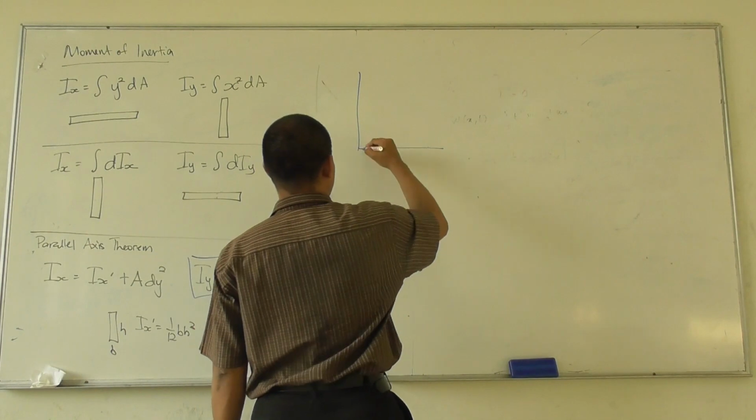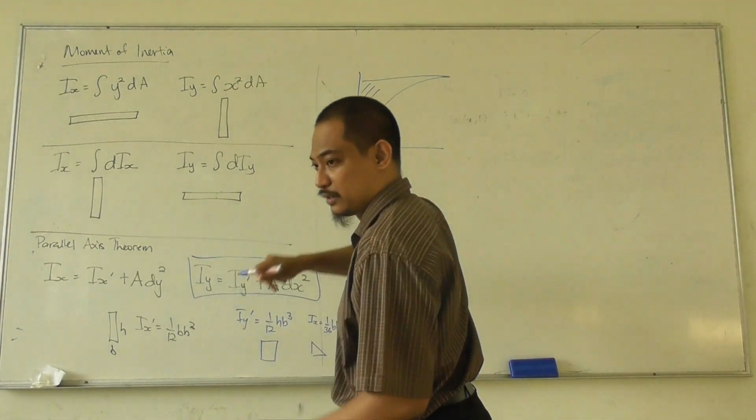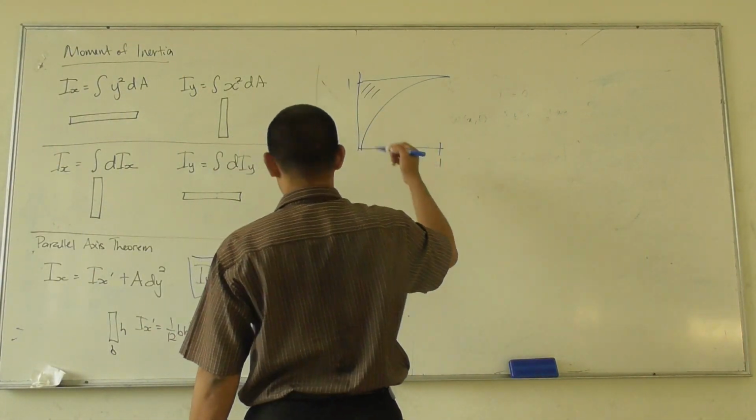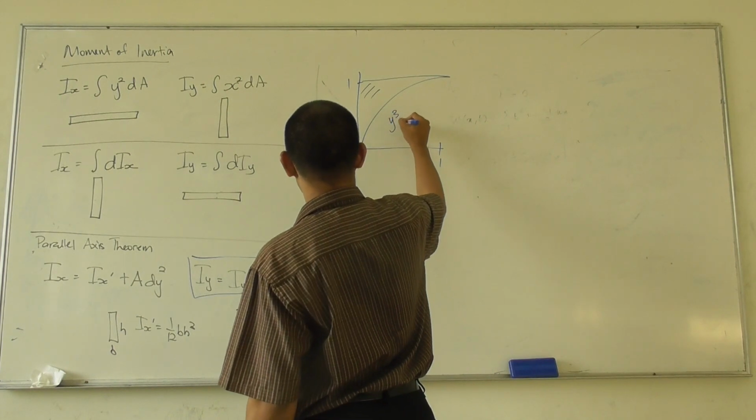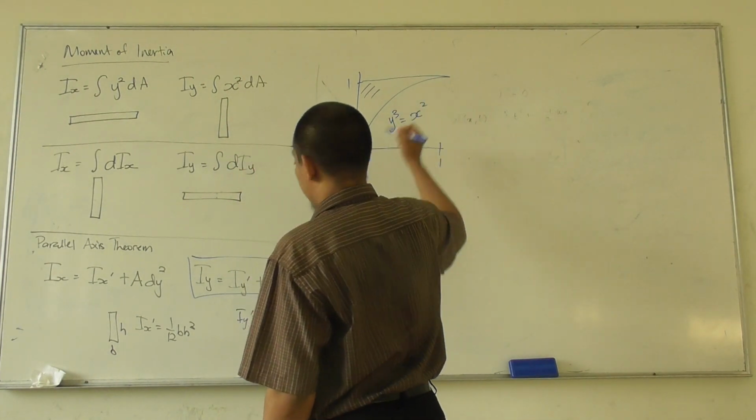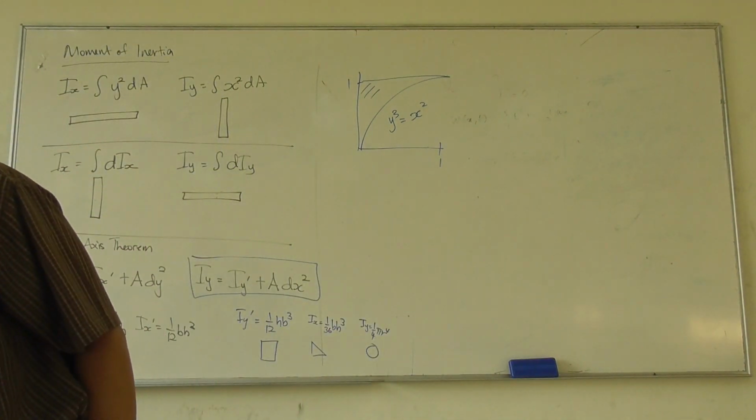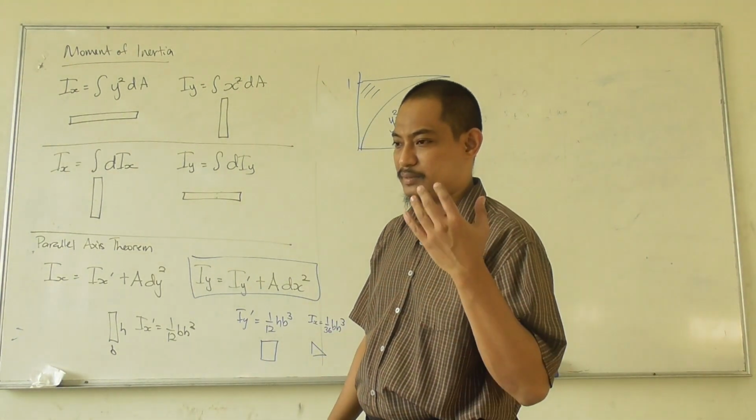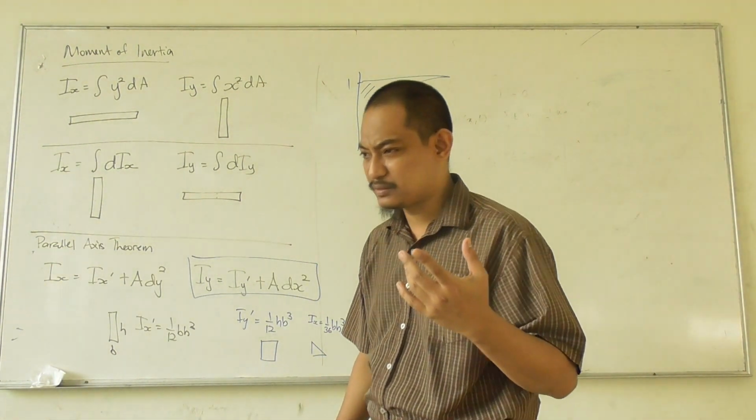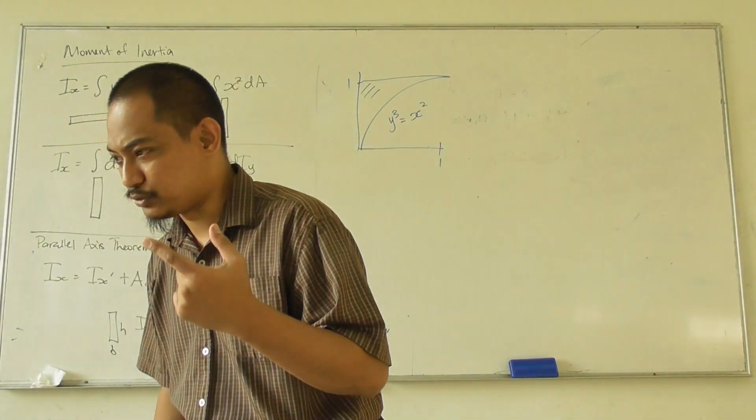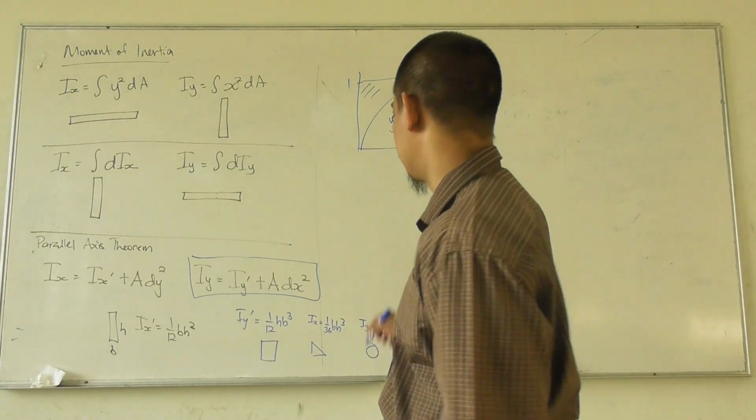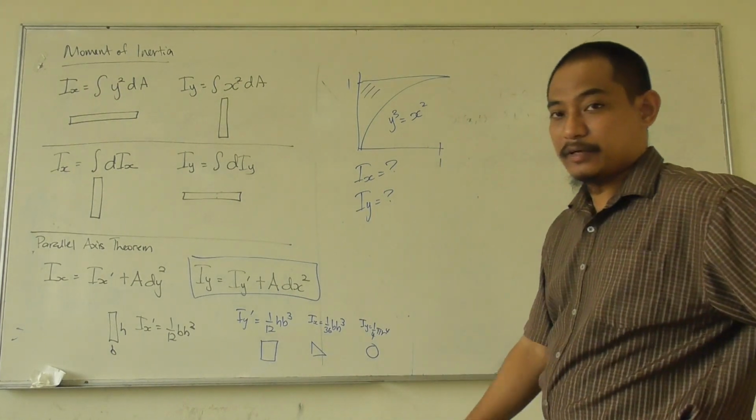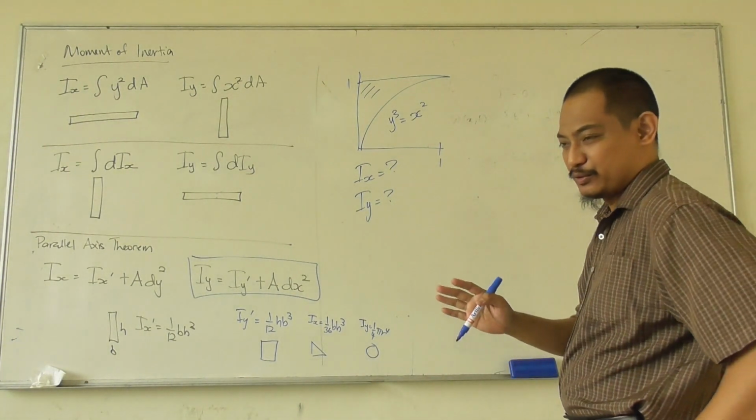So we have a shape like this, this is the area, and then we have 1 meter here, 1 meter here, so this is quite easy. This is y cubed equals x squared. And the question asks to calculate Ix and also Iy. So in this semester, the question asks for both Ix and Iy. I think you got the whole of this already.